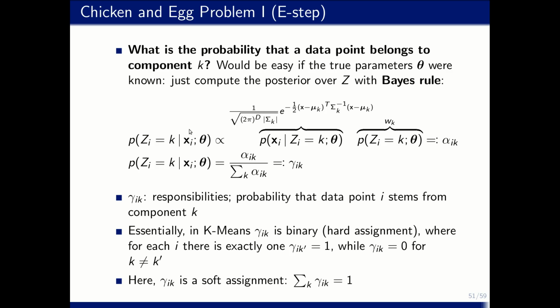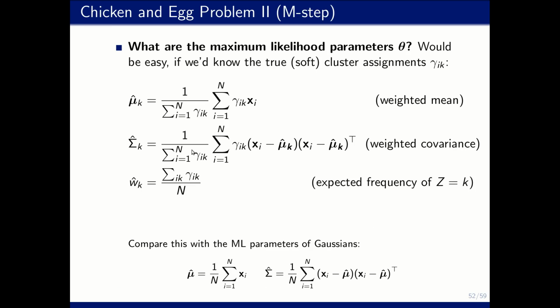So great, this is the first problem: which component has actually generated my ith data point? And the answer is essentially these gamma ik's. These are the responsibilities. And the key was that we already know the parameters, but we don't. And this gives us the second problem. So this is the second part of the chicken and egg problem: what are the maximum likelihood parameters theta?